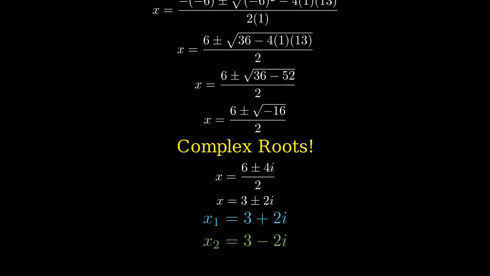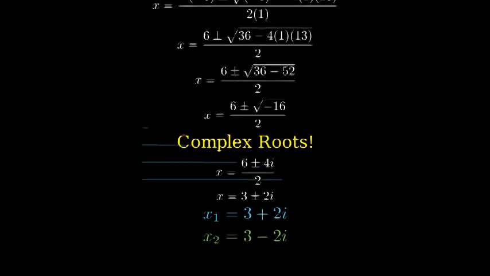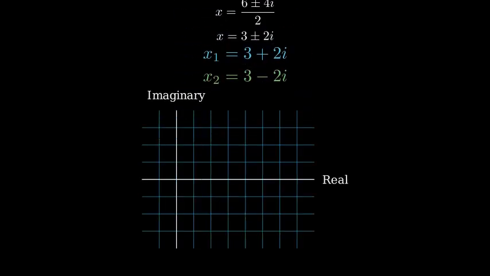Let's visualize what this means on the complex plane. The complex plane allows us to represent complex numbers, where the horizontal axis represents the real part and the vertical axis represents the imaginary part. The two roots are plotted here, 3 plus 2i and 3 minus 2i. Notice how they're symmetric about the real axis. This is always true for complex conjugate roots of real quadratic equations.